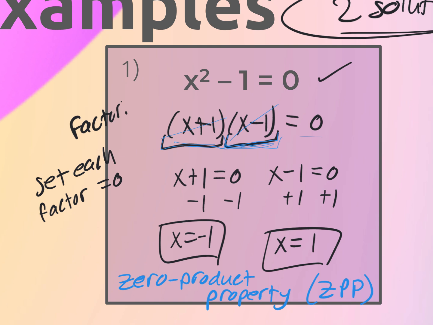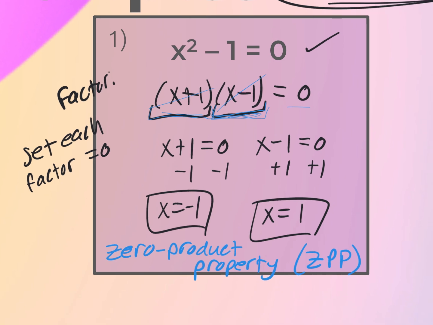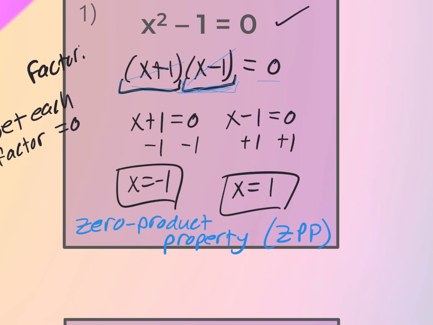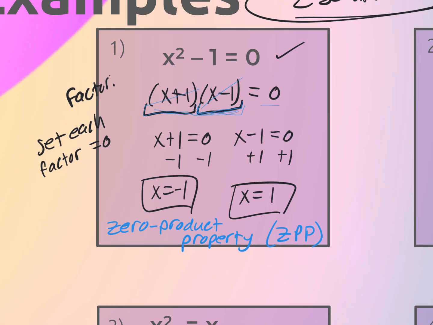Because the only way that you can get 0 from multiplying two things is if one of them or both of them is equal to 0, right? So this is called the zero product property. You set each factor equal to 0 because when you multiply 0 by anything, you get 0. And this only works if you set it equal to 0.